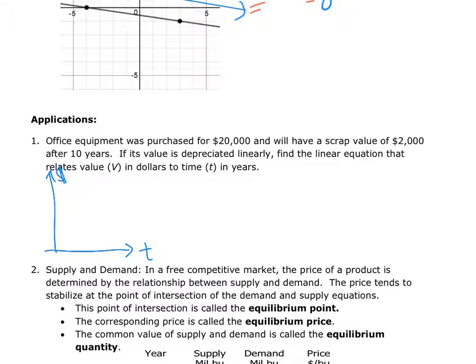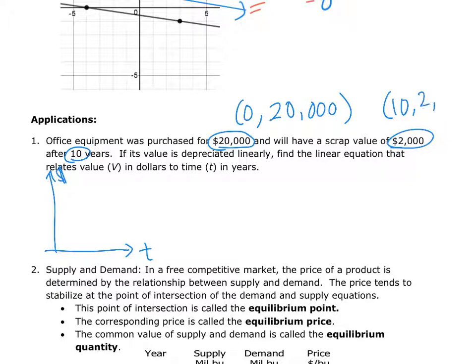So we have a couple of ordered pairs here. This one is how much it was when we purchased it initially. So our ordered pair is, at the initial purchase, or time 0, $20,000 is the cost. And then our second ordered pair is after 10 years, we have $2,000. So our second ordered pair is 10 years and $2,000. All right, so that means we need to find the slope.